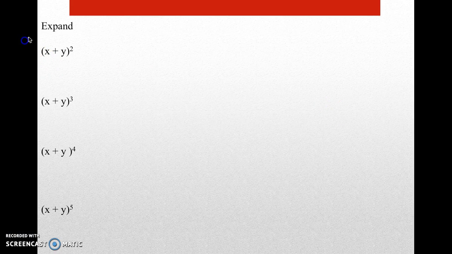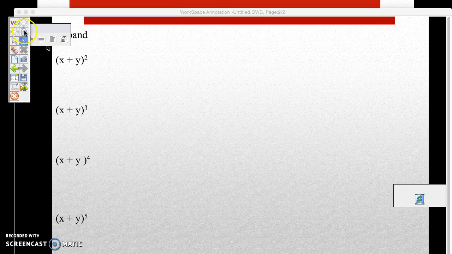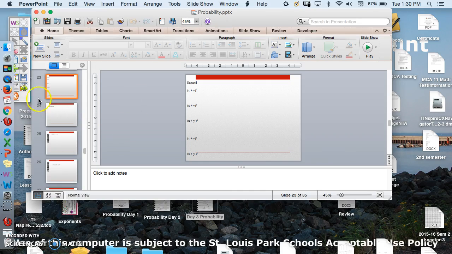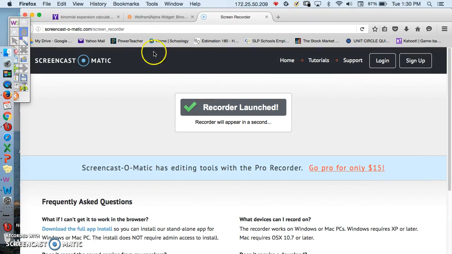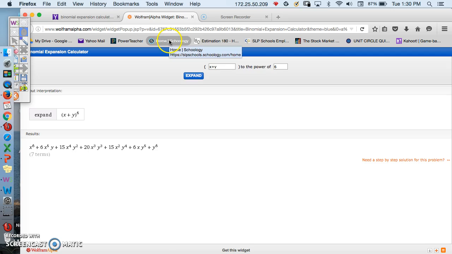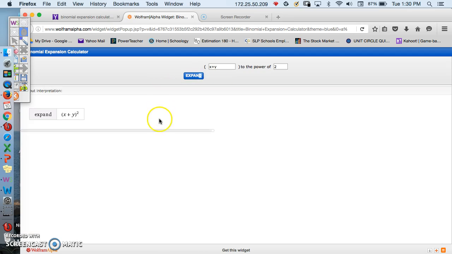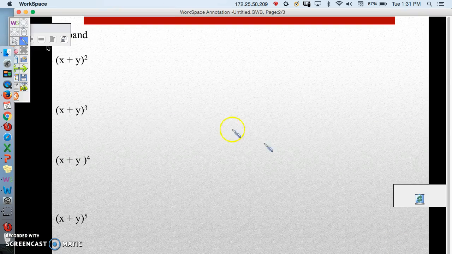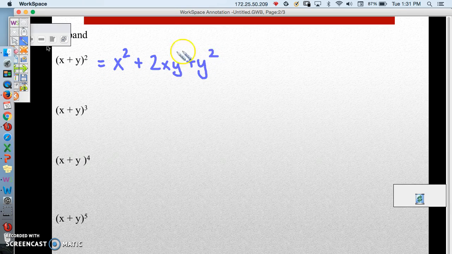So why we're going to take a look at this is we're going to look for some patterns here. What we can do is expand some of these, and rather than do it on our own, I have a calculator here that'll do this. So if we want to expand x plus y to the power of 2, it turns out to be x squared plus 2xy plus y squared.